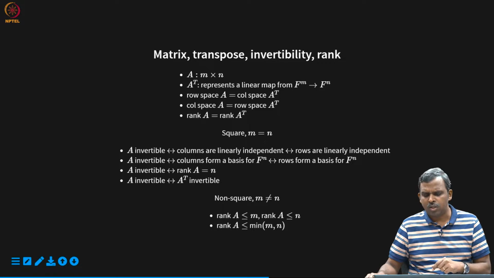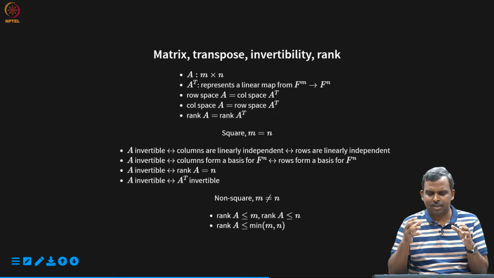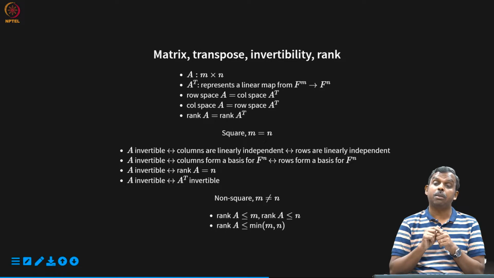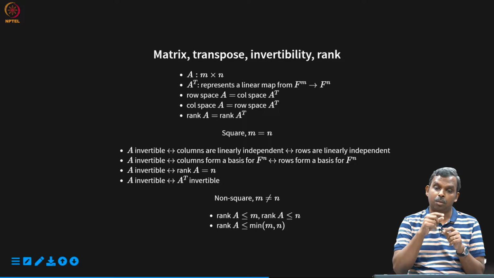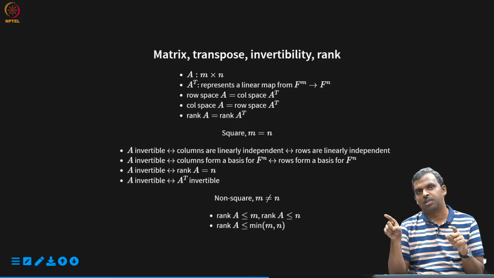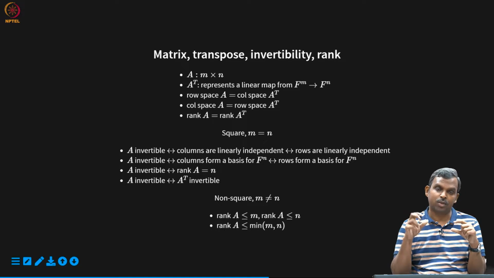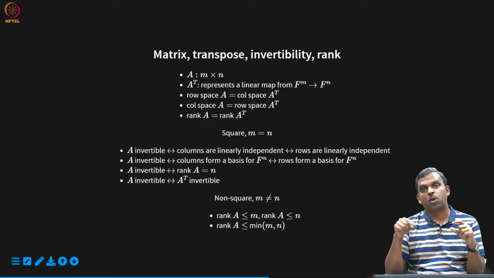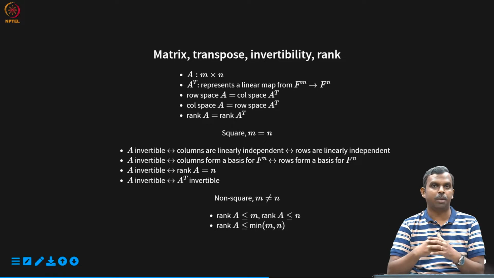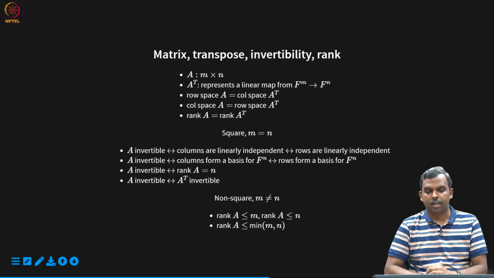What happens when it's non-square? Here you can say some inequalities. You know that the rank of A has to be upper bounded by the number of rows as well as the number of columns, isn't it? If you think about it, both the dimension of the row space and the column space enter the picture. So the rank is always upper bounded by the least of the two dimensions. That's a good thing to remember.